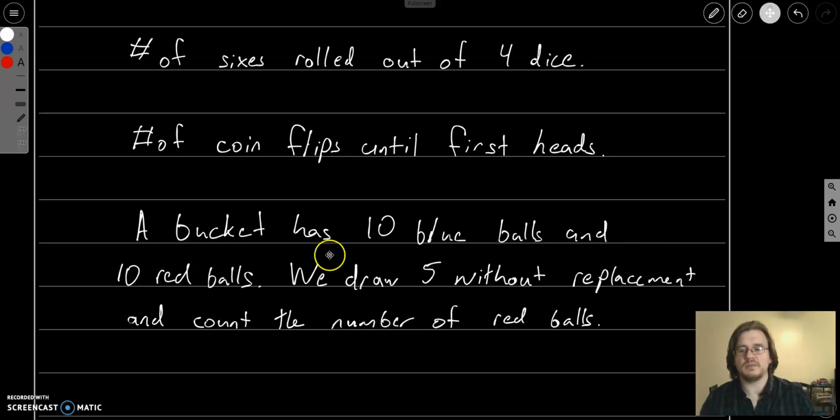Here we'll say the bucket has 10 blue balls and 10 red balls, and we'll draw 5 balls out of the bucket without replacing them, and we'll count the number of red balls.